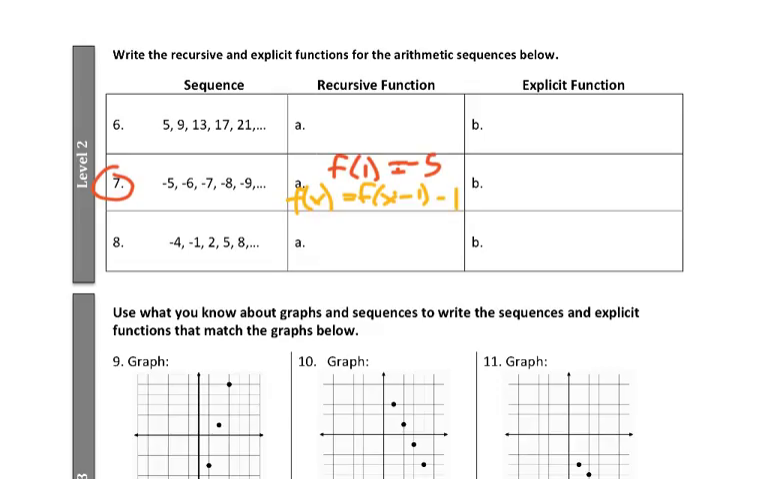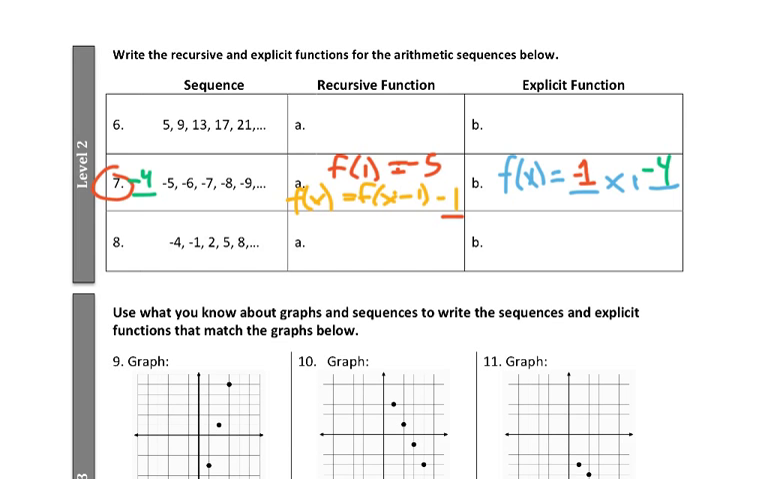The way that we would write that as an explicit function, f of x equals blank x plus blank. We're going to have our constant difference right here, -1. And our 0th number, the number that would come before -5, would be a -4. So that would go right there.